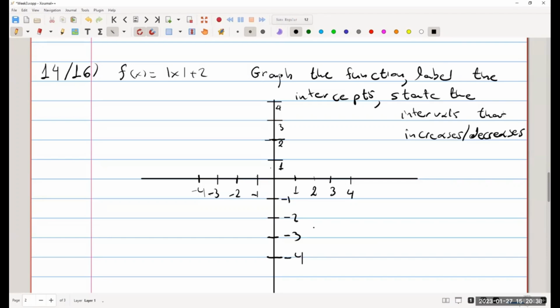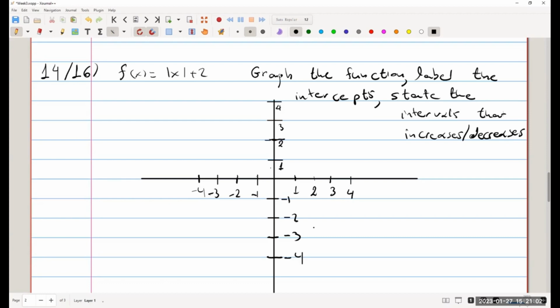Now, for the next part of the homework, I'll be grouping them in pairs because they are working on the same function. The first part of each of the homework is to graph the said absolute value function and label the intercept, and the second is to state the intervals where it increases and decreases, so it is easier to work on them in pairs. Let's start with 1416.